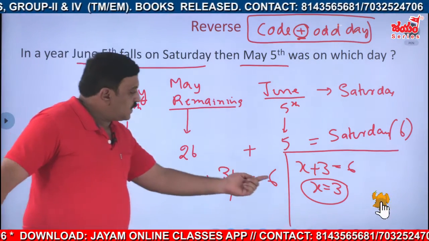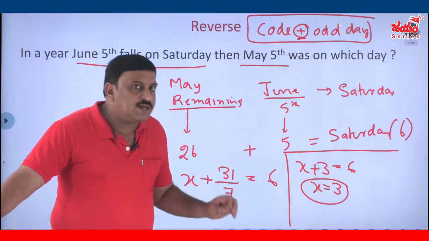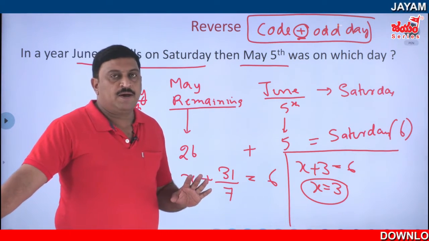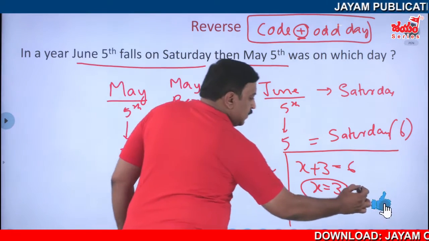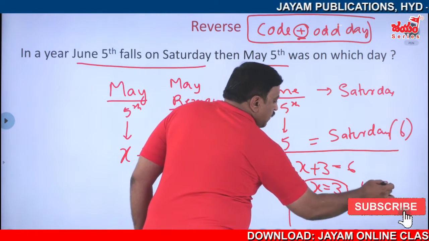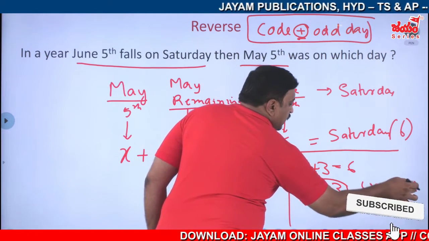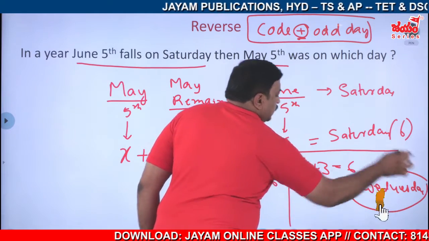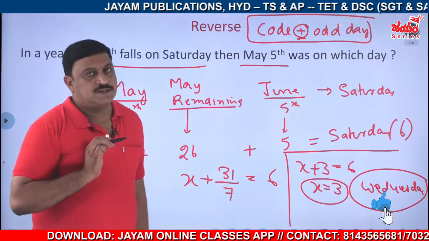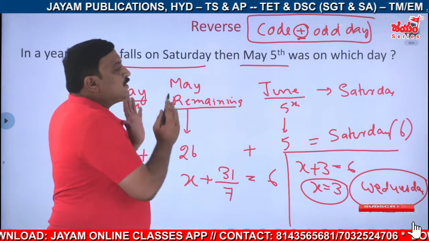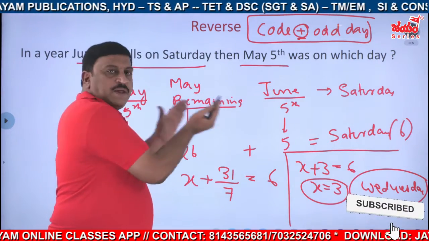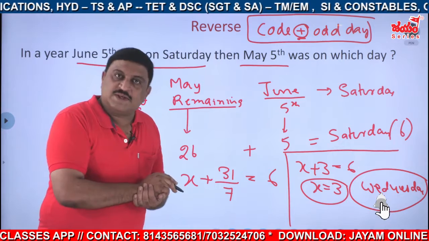Okay. Now, x is equal to 3 means what is your answer? It is Wednesday. The code for Wednesday is what? It is 3. That's why it is Wednesday. This is a very basic one to find the previous date, previous day.